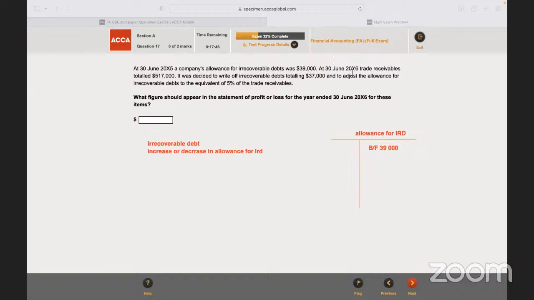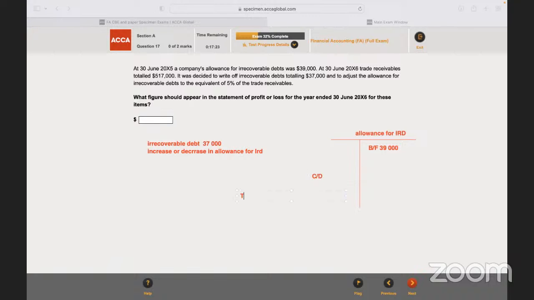At 30th of June 2006, trade receivables total 517,000. It was decided to write off 37,000 as irrecoverable debt. So first, that irrecoverable debt of 37,000 is an expense. Now normally in the allowance account, after you get the brought forward, the second thing you should do is get the carried down.